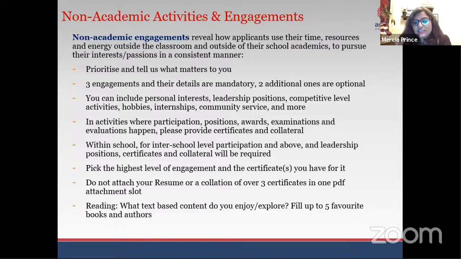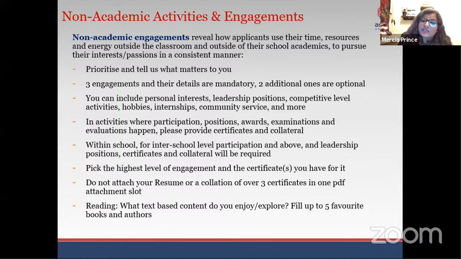pick the highest level of engagement in a particular activity, if you are picking that activity, and then provide certificates for it, right? Again, please don't attach your resume or don't attach 20 or 30 certificates and expect us to sort of prioritize. We want you to prioritize. We want you to tell us what's important to you. What have you been doing? What do you love? What are you passionate about?